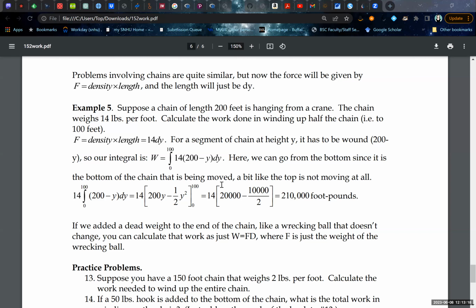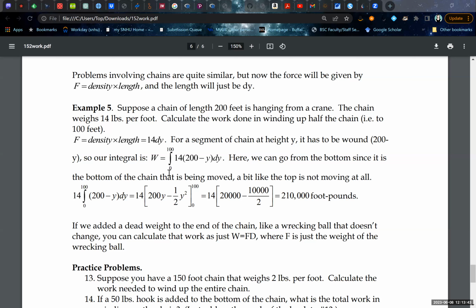Okay, so there are different ways to set up these problems. It depends a little bit on how you specify your unit. So where is your zero? Where is your maximum height and distance? And depending on where you set those, sometimes the problems can look a little bit different.